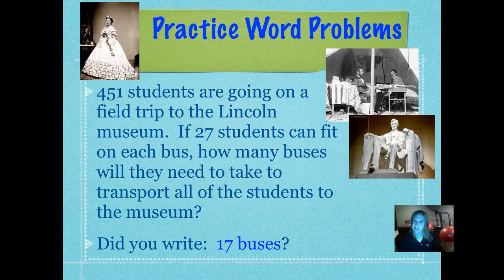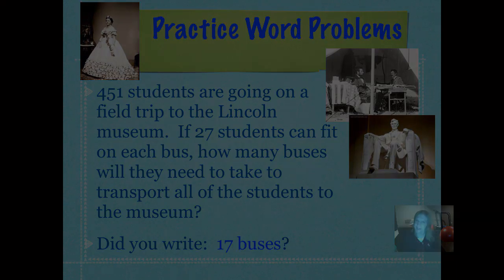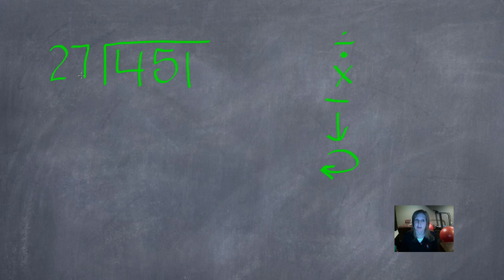Did you write 17 buses? Let's see how we did that. So we'll start out with our division step. 27 goes into 4. It won't, so we're going to put an X over that. And then 27 goes into 45. I'm not sure, but if I round this, I would round this to 3 and I would round this to 5, and I don't think it goes 2 times. So let's try it just one time. Sometimes with standard algorithm, we have to erase and go back and try something new, and that's okay.